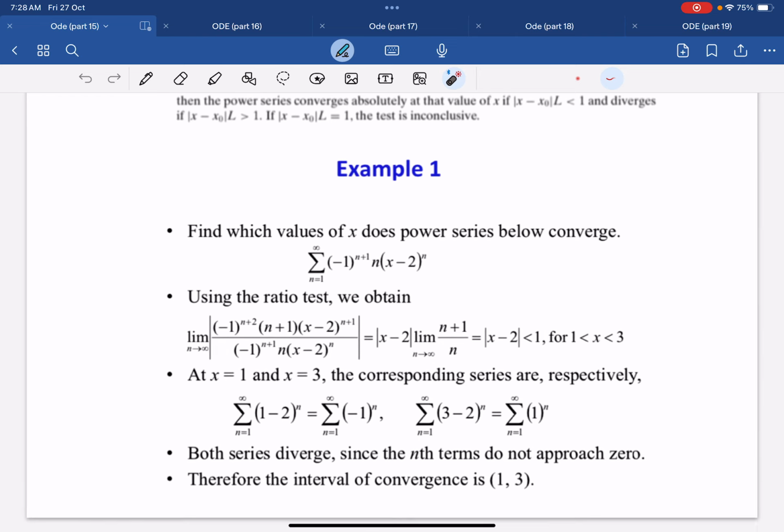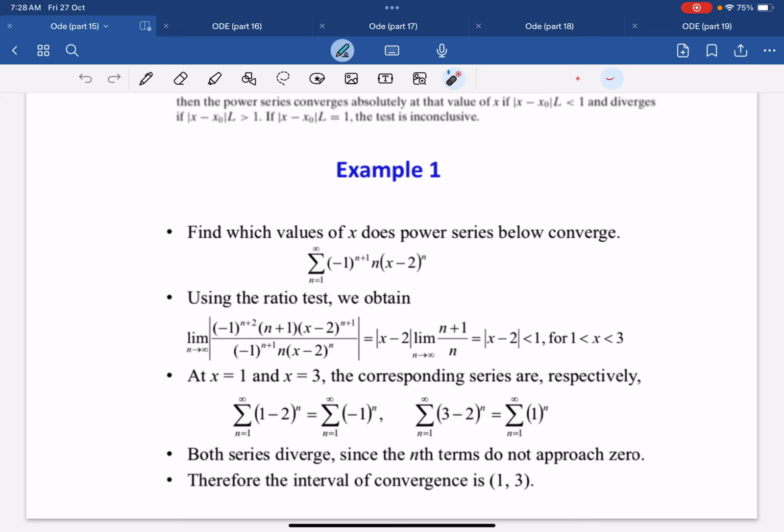So we take a look at an example. We just need to find the values of x such that this power series converges. We use the ratio test, and we see that we need this to hold. Well, the limit of this is 1, and so we are left with this. And this only holds for x between 1 and 3.